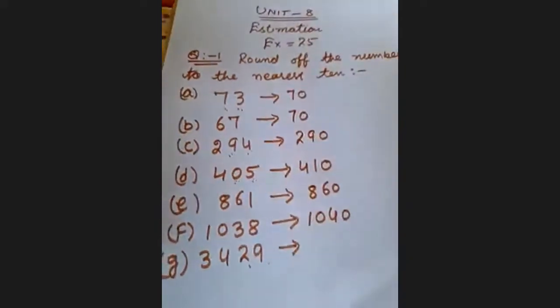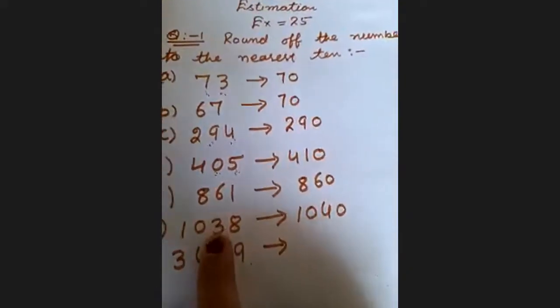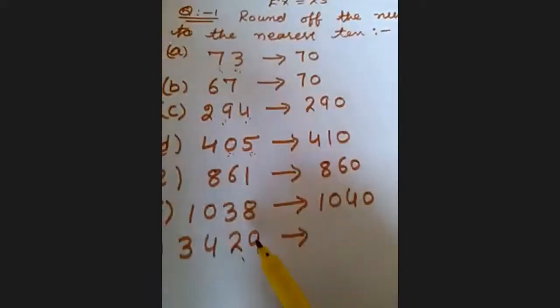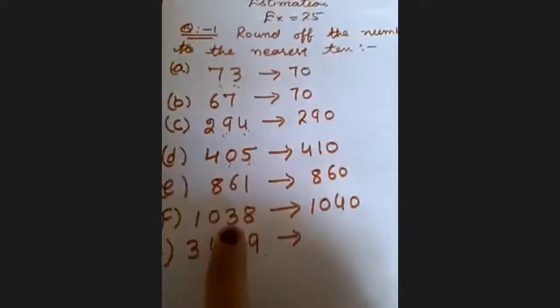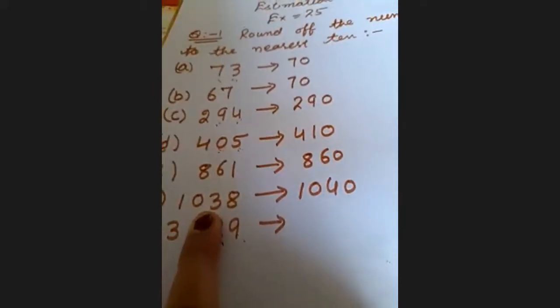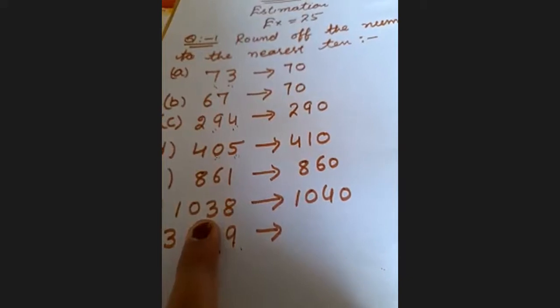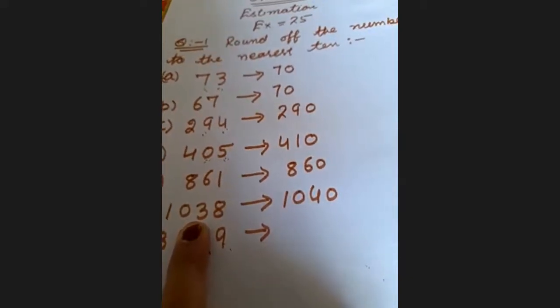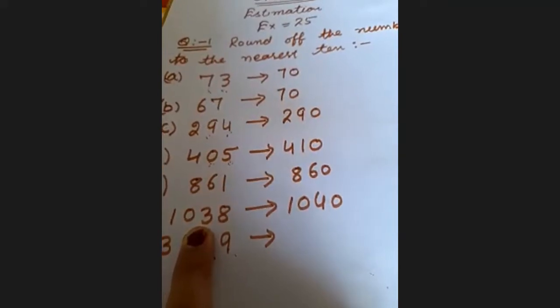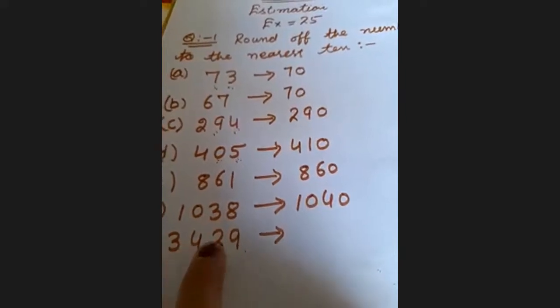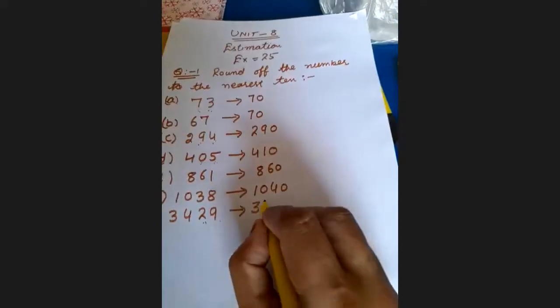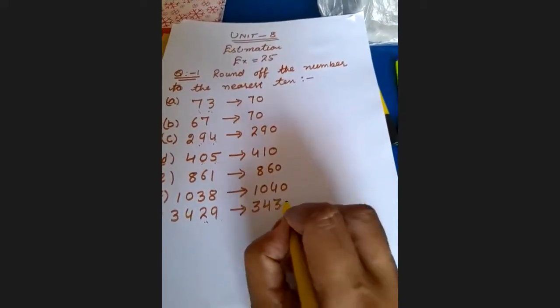Nearest 10. That's why I will put my finger at the 10's place value number. Now the number is 1's, 10's. Now put your finger on the 10's place value number, that is 2. And the next number is 9. And 9 is greater than 5. So the nearest value will be 3430.